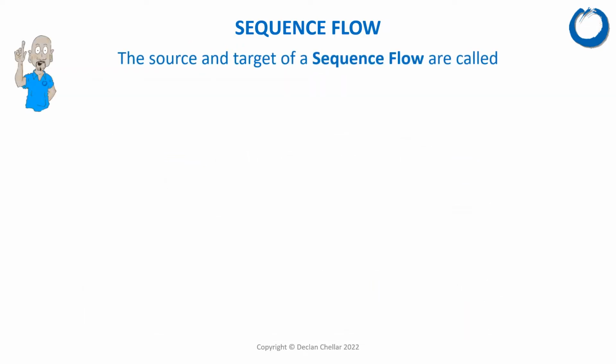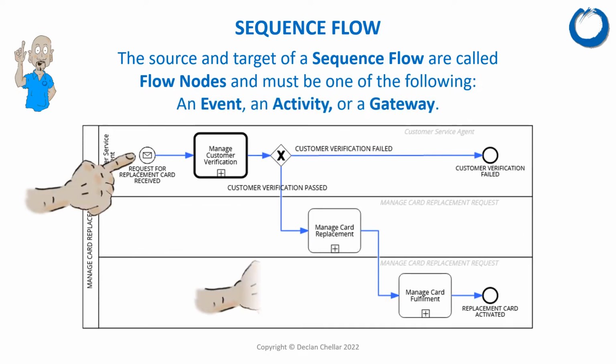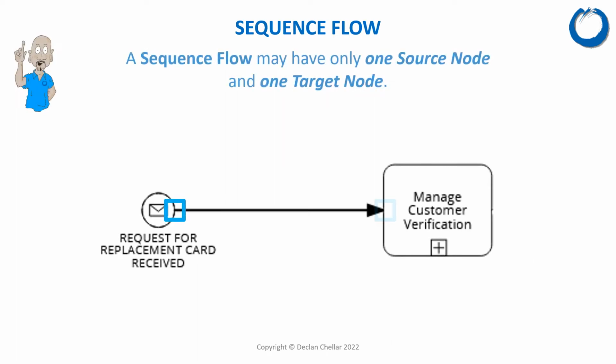The source and target of a sequence flow are called flow nodes and must be one of the following: an event, an activity, or a gateway. A sequence flow may have only one source node and one target node.